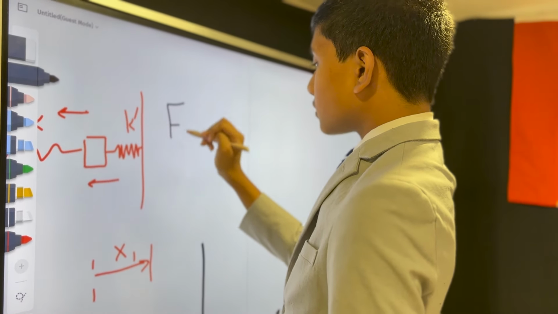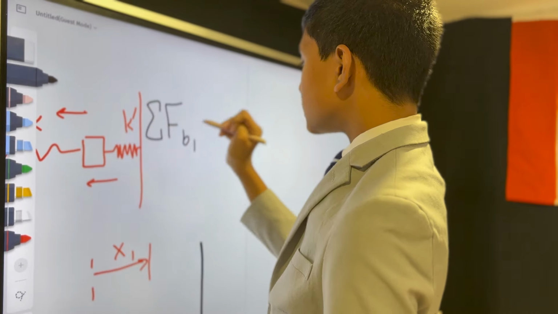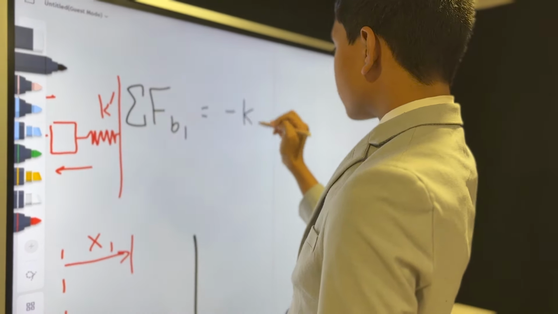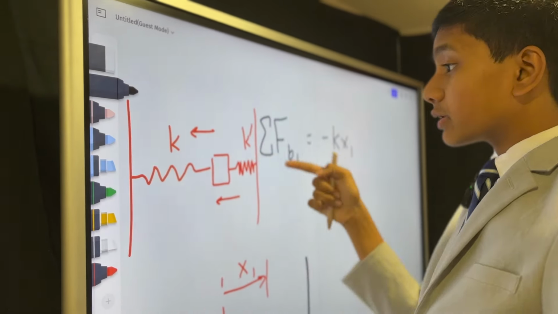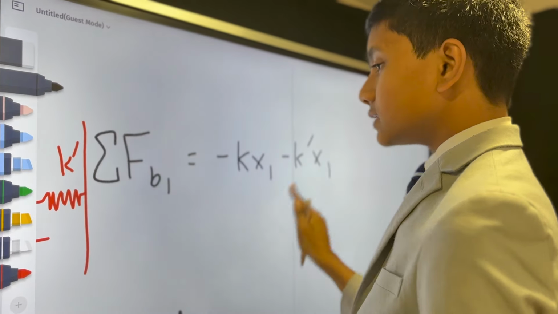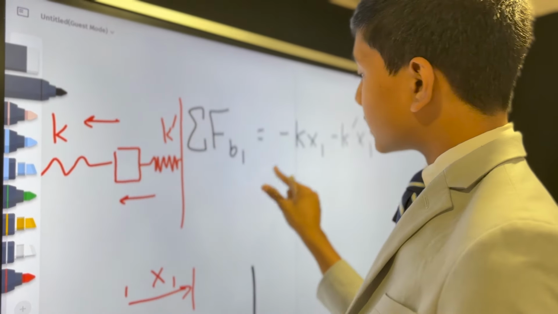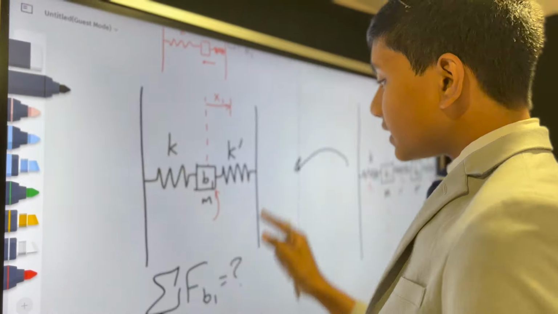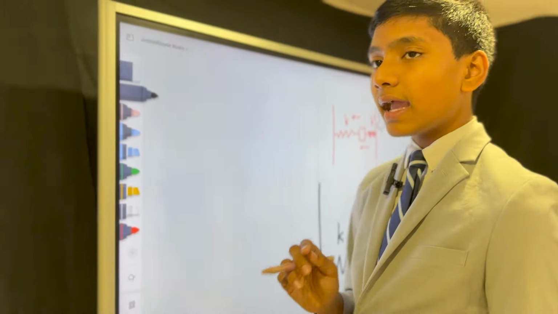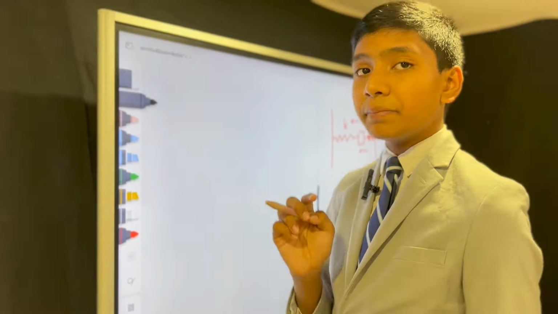So the total sum is going to be what? Well, it's going to be minus kx1, since that spring is going in the opposite direction, and minus k prime x1, since this other spring is also going in the opposite direction. But now we also have to separately consider the effects that B2's motion has on it.